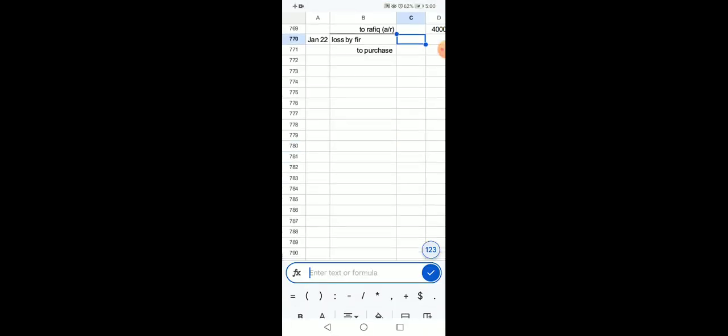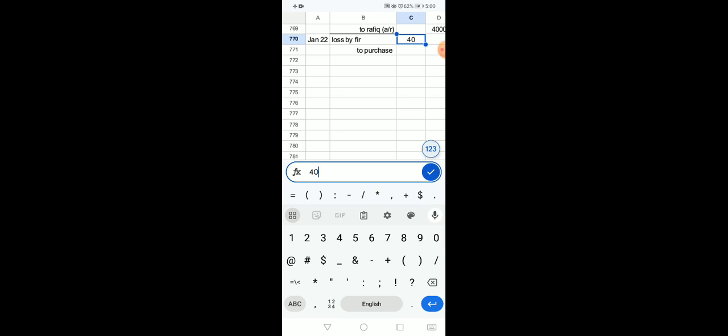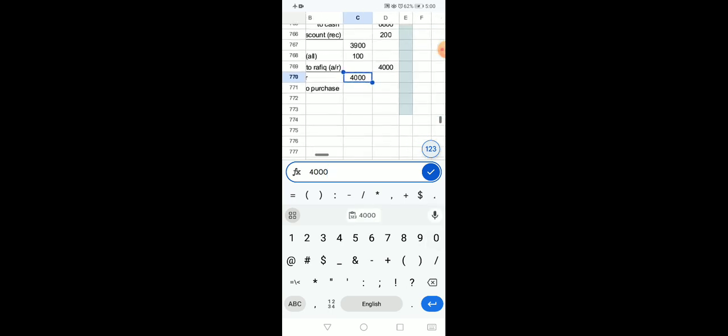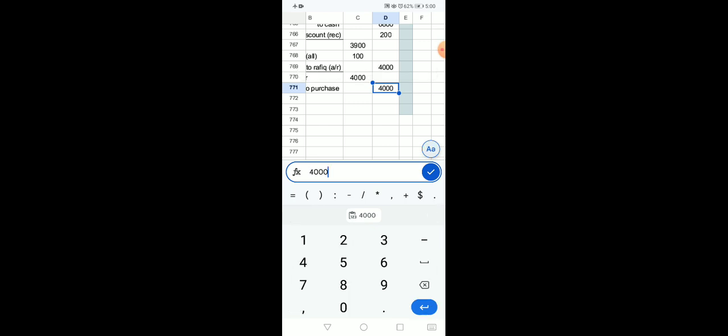This is 4000, so put 4000 on the debit side, and you now need to put the same amount on the credit side as well. This way your entry number 22 is completed. Mark it as done by putting a closing line over here. After 22, let's see what is next.